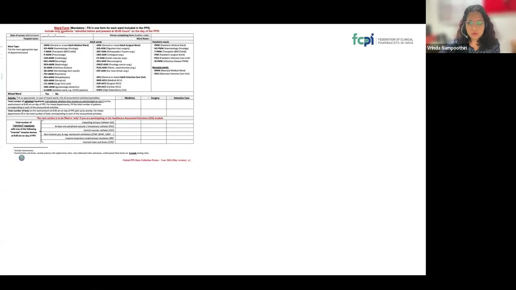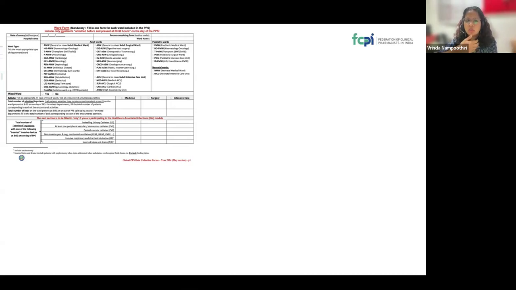And here again, you have a few forms, but compared to WHO PPS, the number of forms here is a little less. So the first form is a ward form, where you enter details about the ward where you're conducting your PPS. So whether it is a medical ward, surgical ward, ICU, and like we mentioned in one of the previous slides, in global PPS, you're also looking at hospital-acquired infection rates. So for that, you also collect data on those patients in that particular ward who have indwelling catheters or tubes.